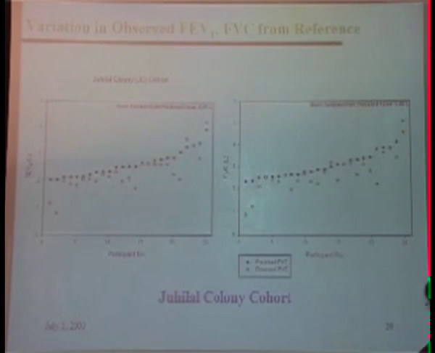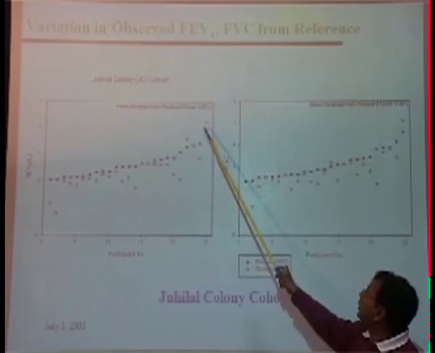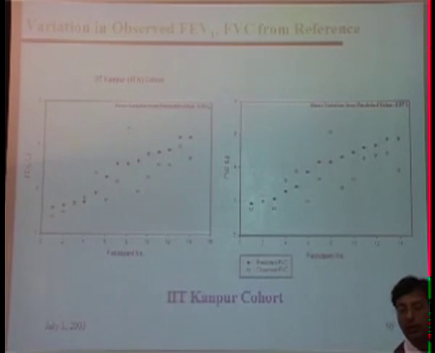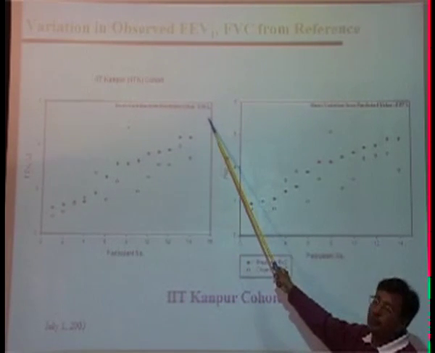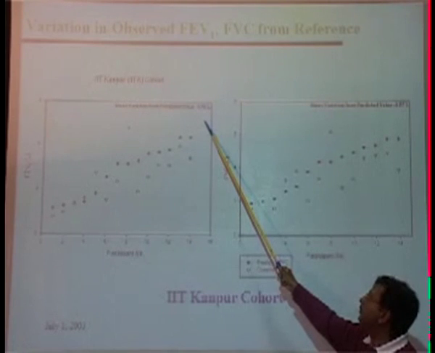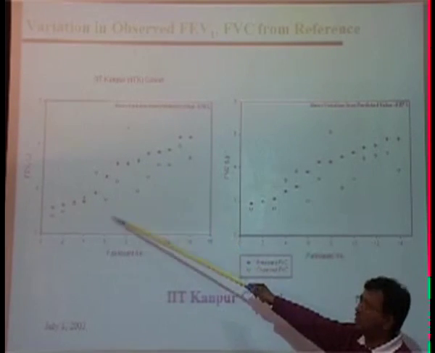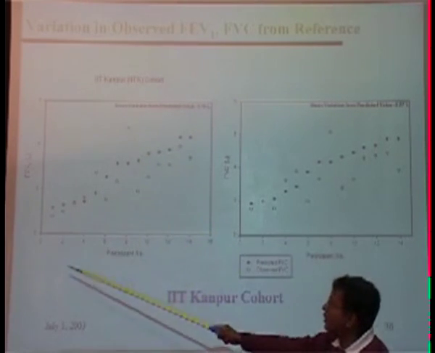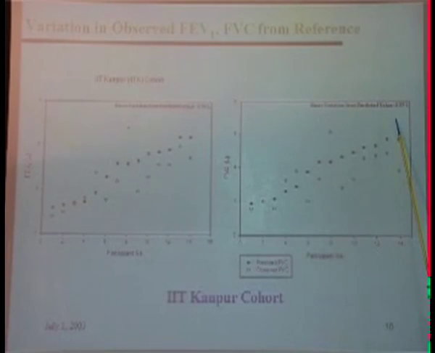The same thing was in Juhilal colony, which was again a polluted area, where you can see the people performing below, with 0.31 here, again close to 0.4. We also have the IIT data here. In terms of FEV1 and FVC, the people at IIT performed a little below, but not as badly as in the city. The mean deviation is 0.13. The graph is a little exploded, so the difference looks larger, but it's not that much, because it starts from 2 liters here. In FVC, this was about 0.27 liters.